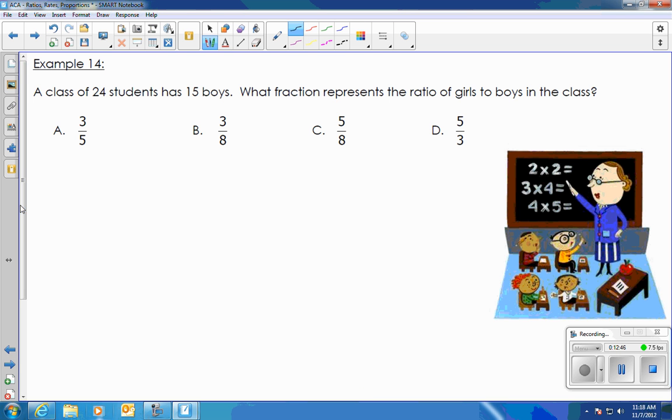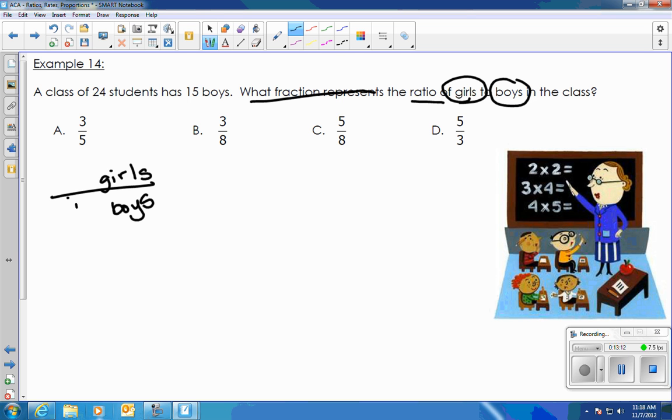Our last example says a class of 24 students has 15 boys. What fraction, so we don't want the colon, we don't want the word to, we want a fraction to represent the ratio of girls to boys. So girls needs to be on top because this is girls to boys. You have to go in order. So we're looking for girls over boys. Well, we know there's 15 boys, but it doesn't tell us how many girls. It just tells us how many students. So 24 minus 15 is going to give us 9. So that means there are 9 girls.